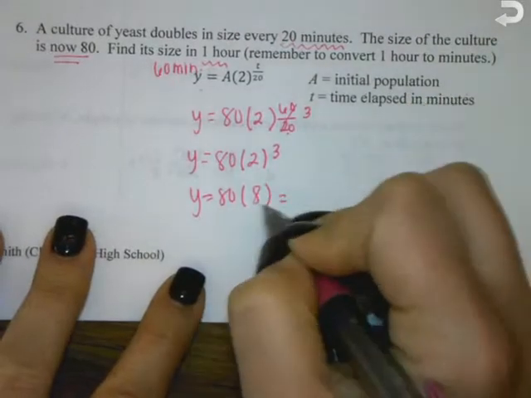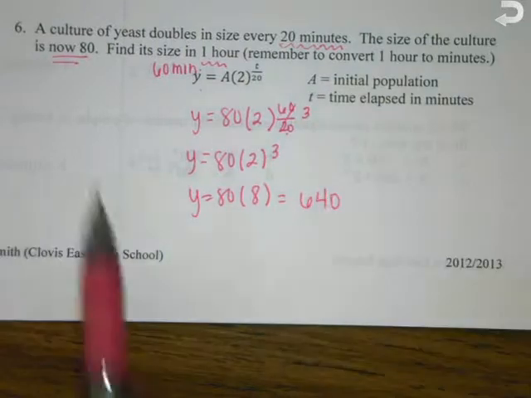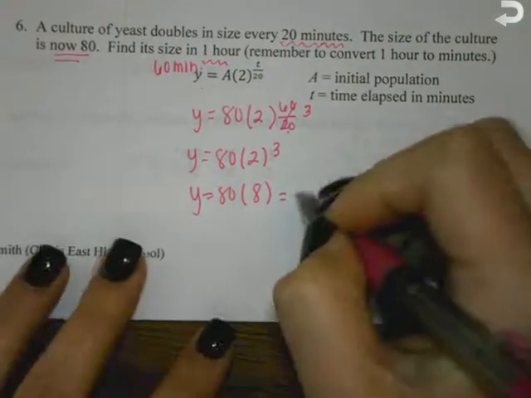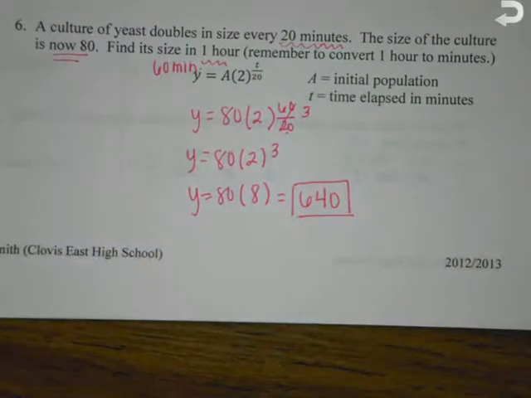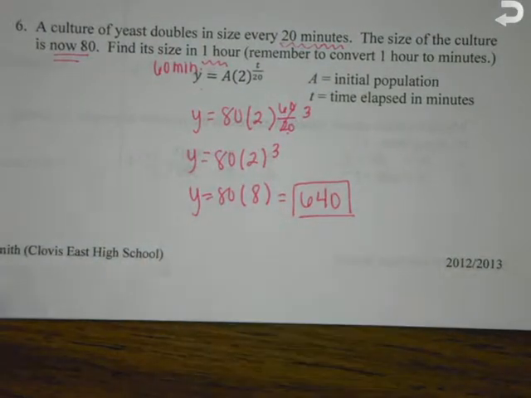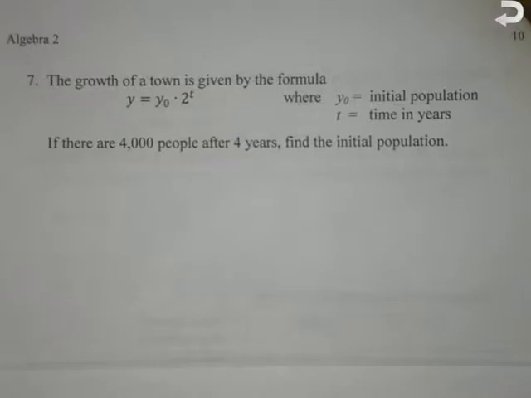So 80 times 8 gives us 640. And the way that they measured was just in the number, so we don't have to put any units. So the size after only 1 hour is 640. So that's growing really fast because we started with 80. Okay? But it's doubling every 20 minutes, so you should expect that it's growing really fast. Okay, so you guys are going to do this one on your own.